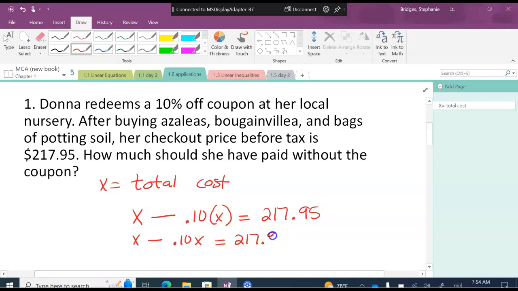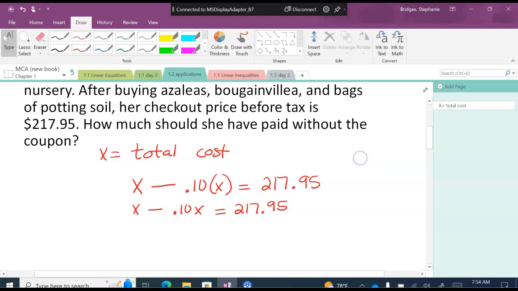So the first thing we need to do is combine our like terms. What is X minus 0.10X? If you're not sure, use your calculator. What number is in front of the first X? A 1. So if I do 1 minus 0.10, what is that going to give me? 0.9. You can just do 0.9 or you can do 0.90.